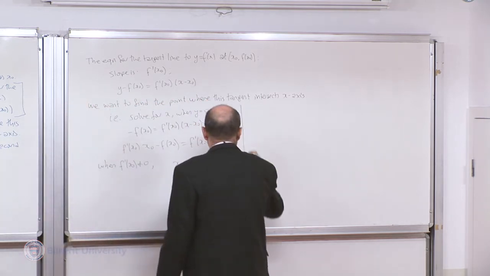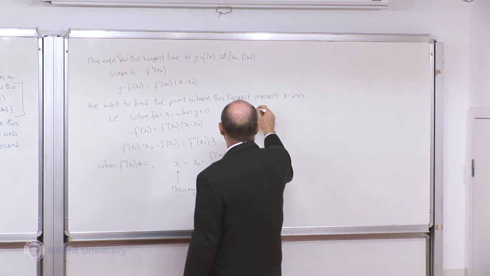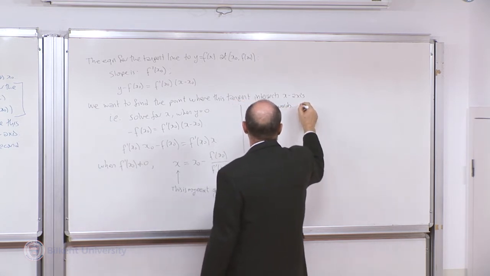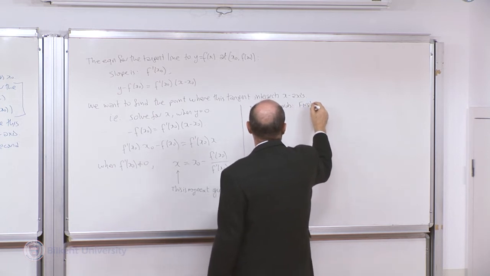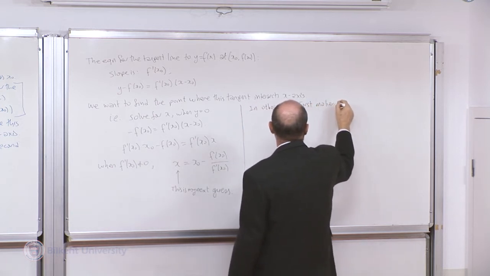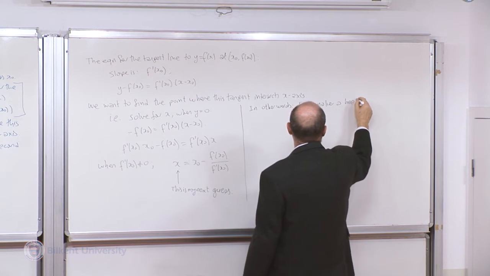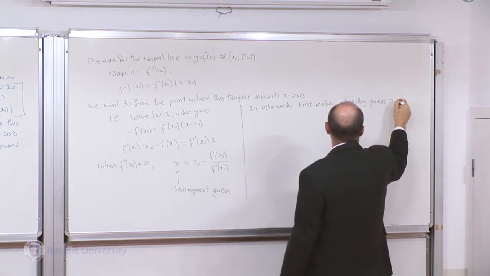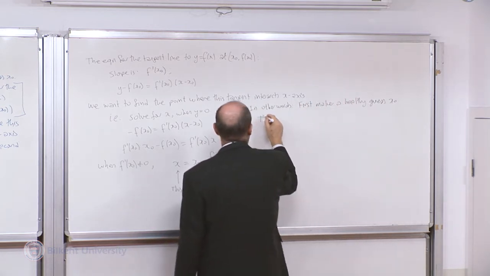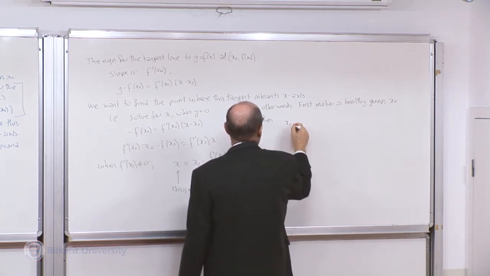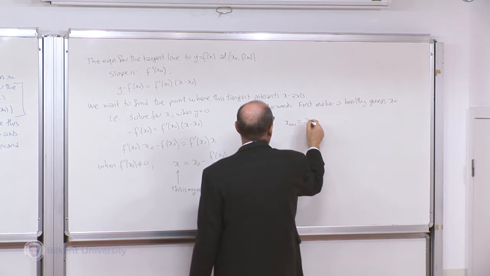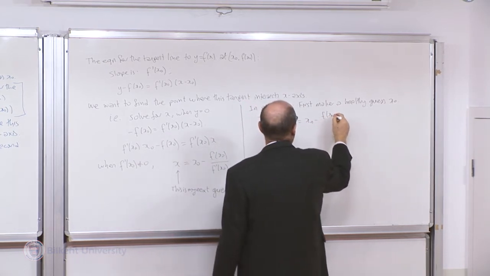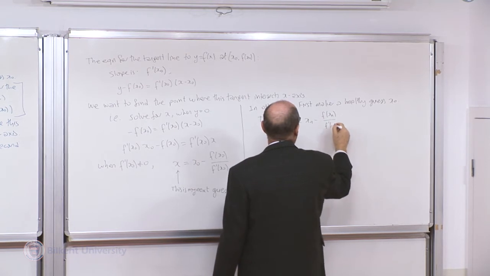In other words, first make a healthy guess x sub 0, then x sub n plus 1, the next guess, will be the previous guess minus f of x sub n over f prime x sub n.